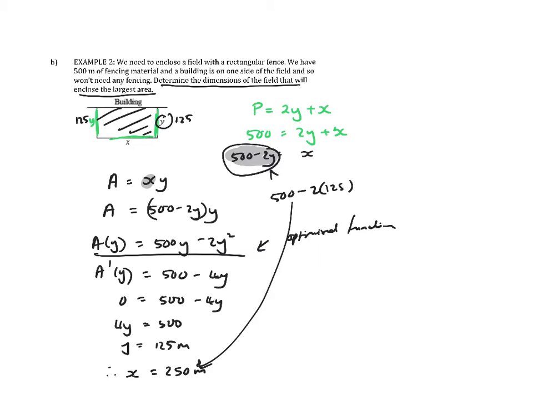Okay, so that's going to do it. And then determine the dimensions of the field. Okay, and that's exactly what we worked out. So x is equal to 250 meters and y is 125 meters.